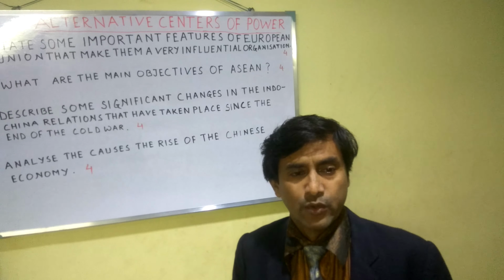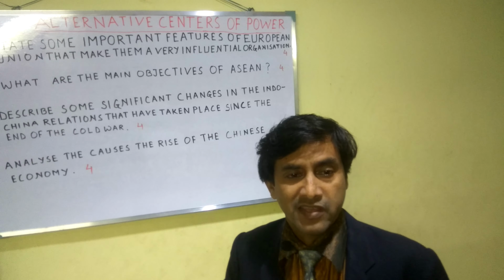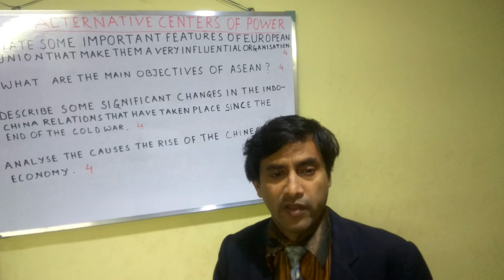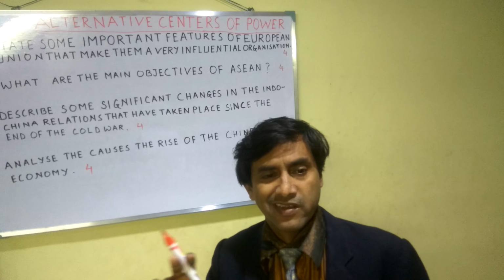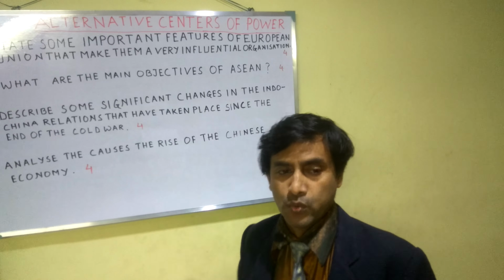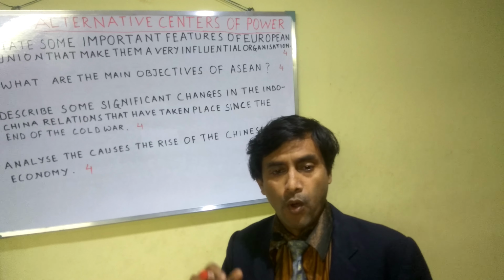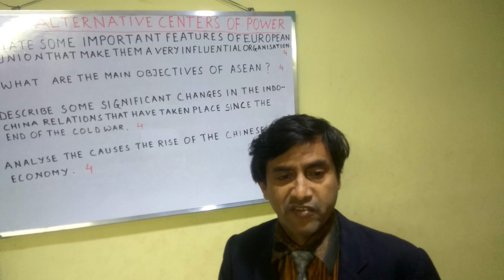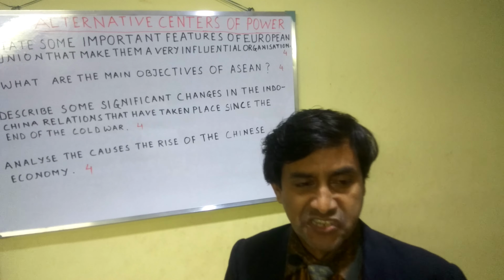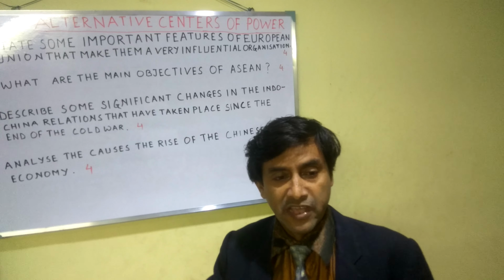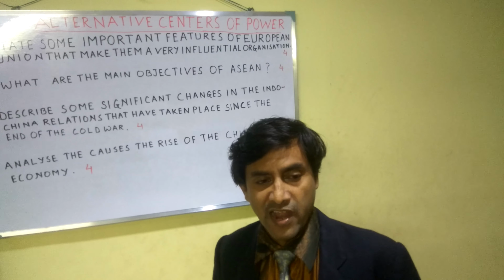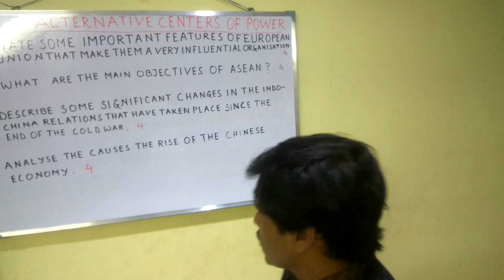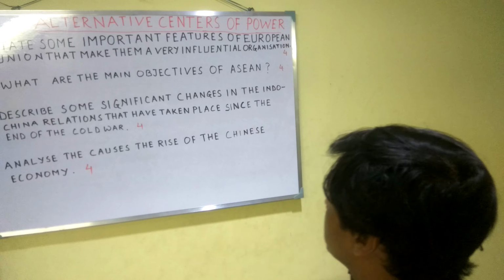Number 1, the EU, the European Union, is the world's biggest economy with a GDP of more than $12 trillion in 2005, slightly larger than that of the United States. Number 2, its currency, the euro, can pose a threat to the dominance of the US dollar. Third point, its share of world trade is 3 times larger than that of the United States. And the last and the fourth point, the EU's combined armed forces are the second largest in the world. Its total spending on defense is second after the US. So these are the 4 important points for 4 marks.